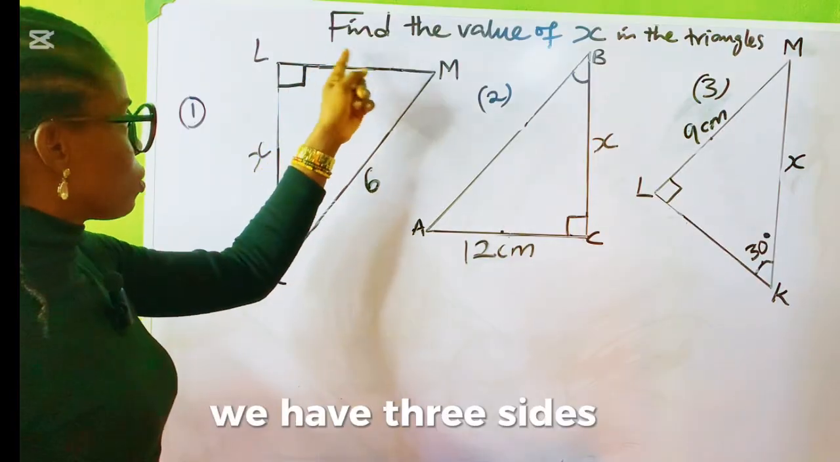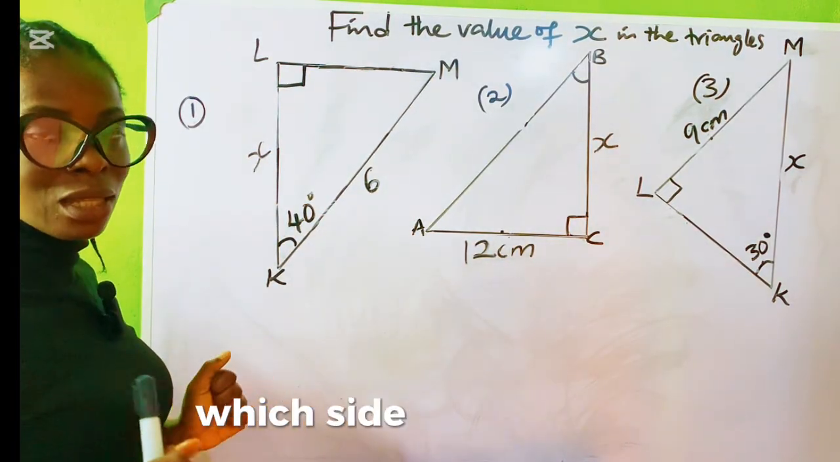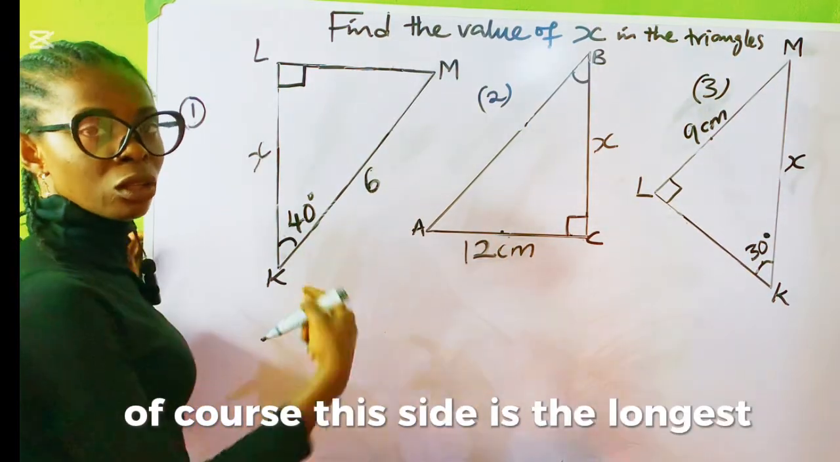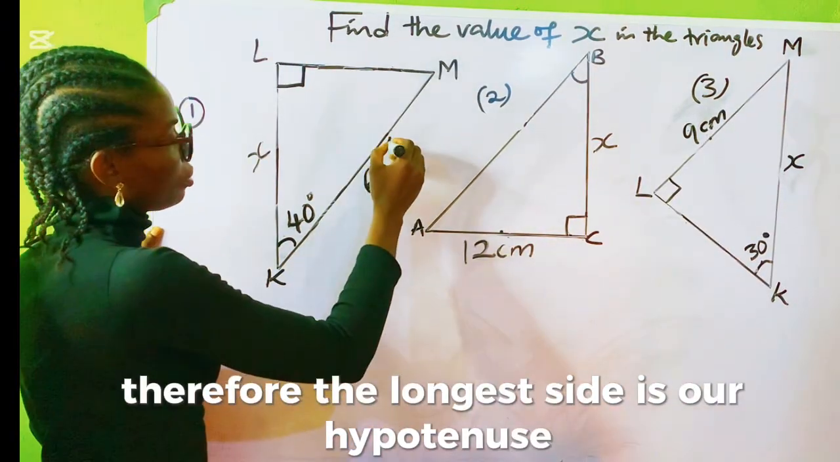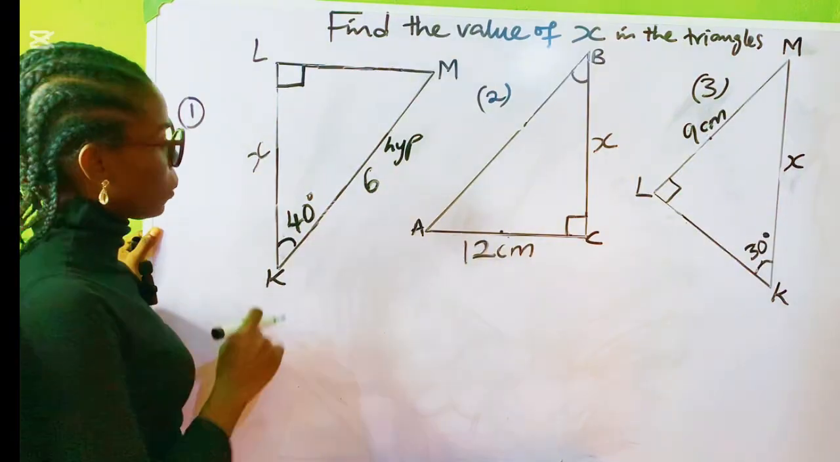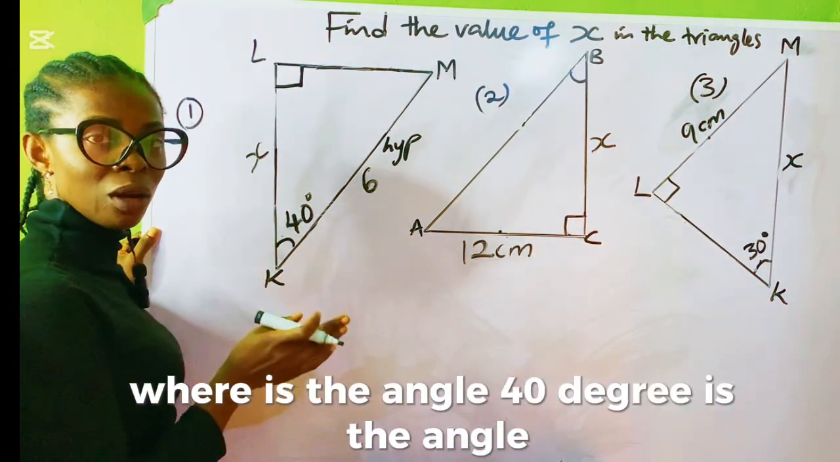We have three sides, 1, 2, 3. Among these three sides, which side is the longest? Of course, this side is the longest. Therefore, the longest side is our hypotenuse. This is the short form of hypotenuse. Where is the angle? 40 degrees is the angle.